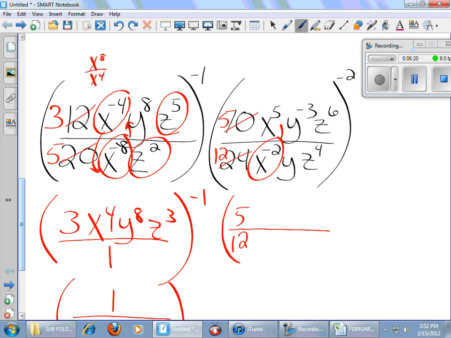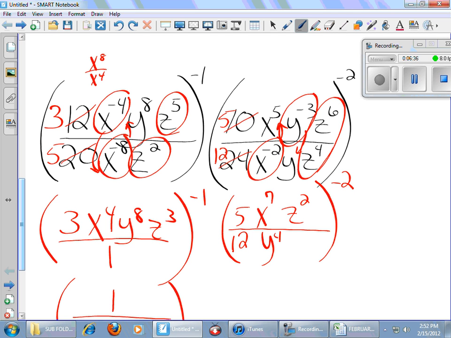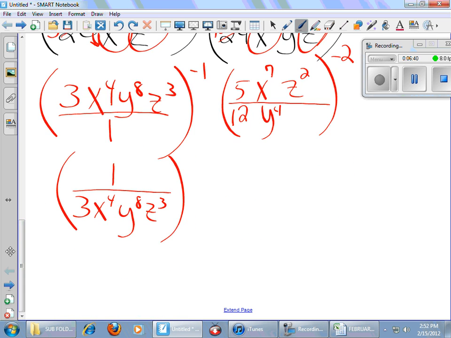This will go upstairs, and I'll get an x to the 7th. This will go downstairs and get a y to the 4th. Okay, here I'll get a z squared, and that'll be in the numerator. Now this is to the negative second power. I'm going to need to square everything, but then also flip the fraction at the same time. So I'm going to square 5, but I'll send it downstairs, 25. Why? Because there's a negative 2 there.